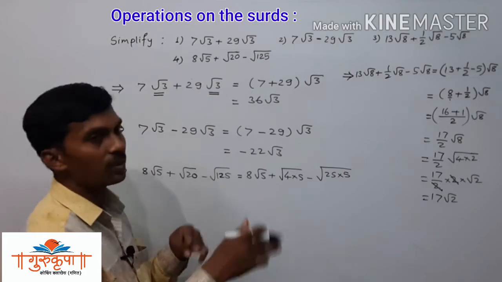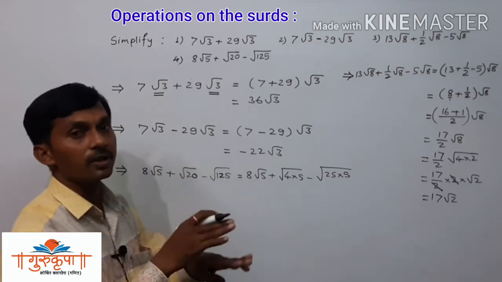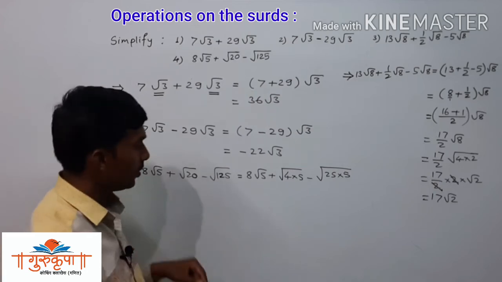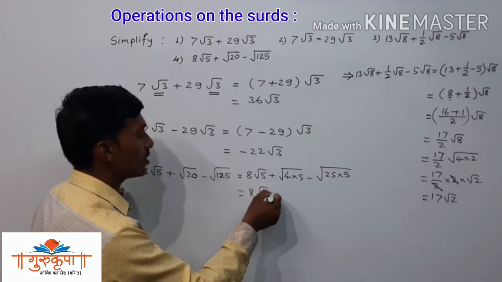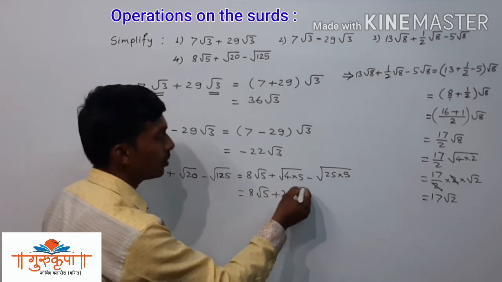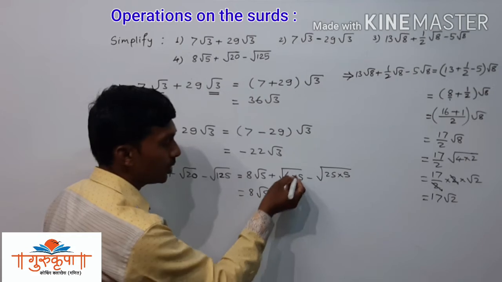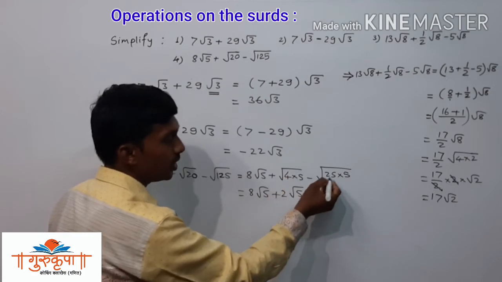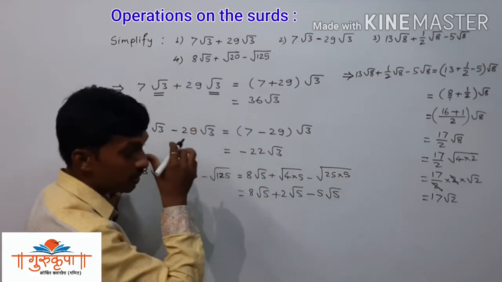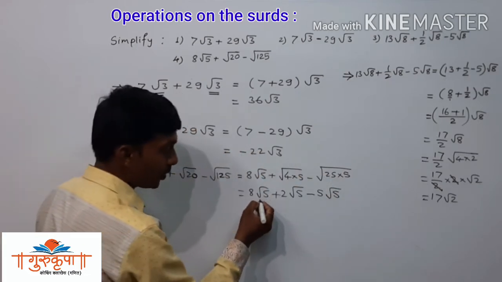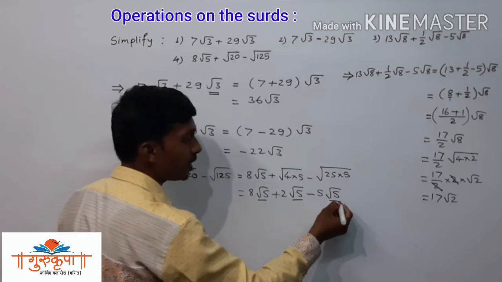If we do not get such factors, then we also need to consider different factors there. So this √8 = 2√2... this 8√5 as it is, plus this is 2√5, this is square root of 4 is 2, this 5 remaining as it is. Here square root of 25 is 5, here 5 is remaining inside the square root as it is. So here also we have √5, here we have √5, here also we have √5.